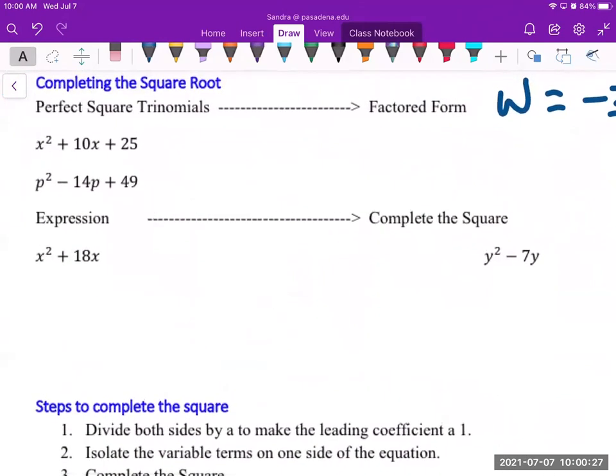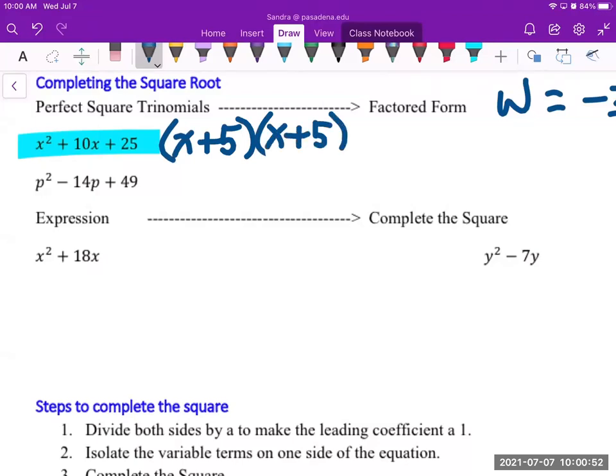Completing the square: what we want is a perfect square trinomial. I'm giving you two examples, but I'm going to refer only to one because of my time restriction. As you can see, we have x squared plus 10x plus 25. If I was to factor it out, this will factor as x plus 5 times x plus 5, which is the same as x plus 5 squared. And this is what we call a perfect square trinomial. And that is what we want.